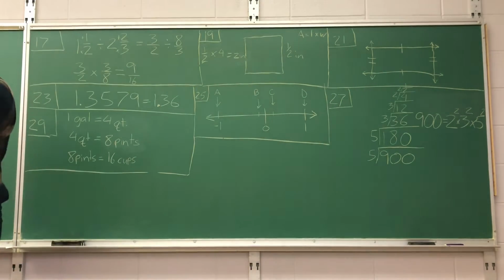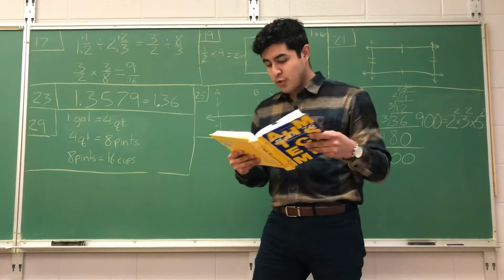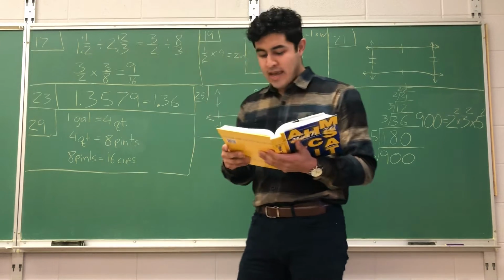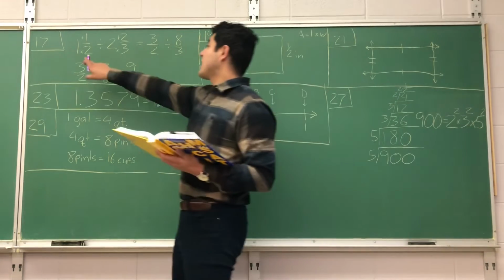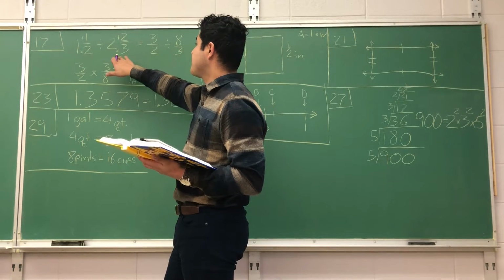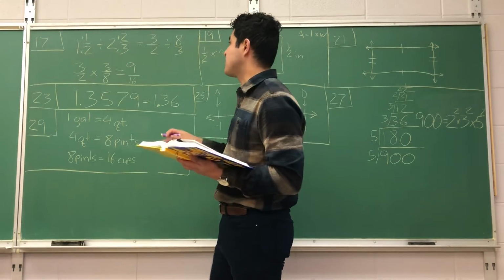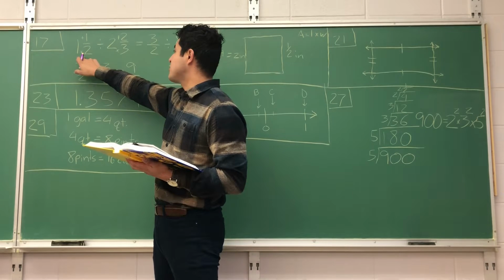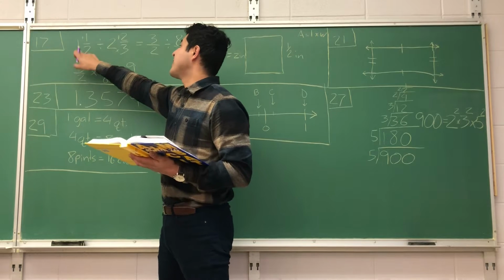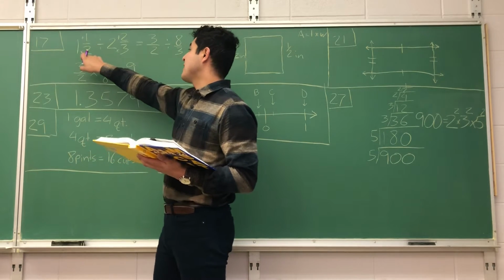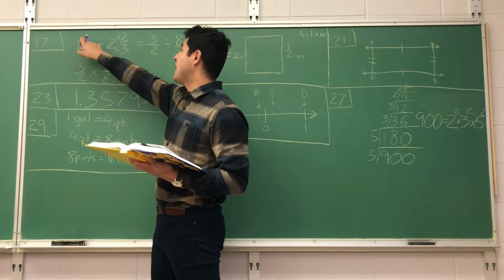Problem number 17 is 1 1/2 divided by 2 2/3. Here I have our problem set up, but before we can continue, we need to change our mixed numbers into improper fractions. So I put signs here to remind us what we need to do. First we multiply the denominator by the whole number, and then we take that number and add the numerator.